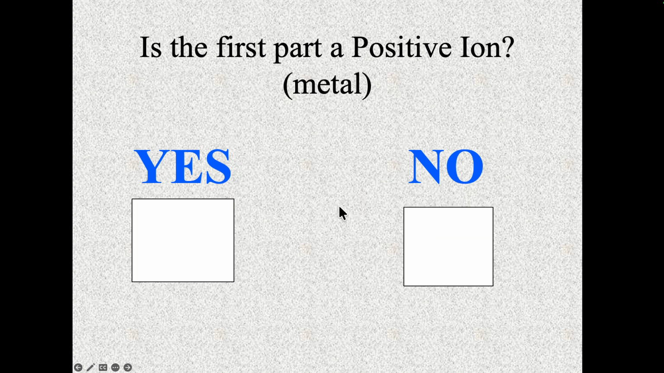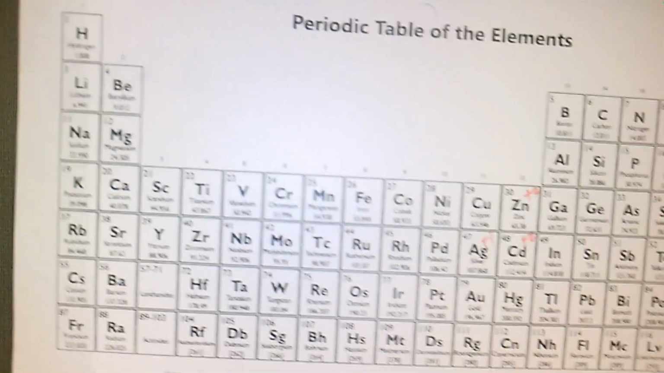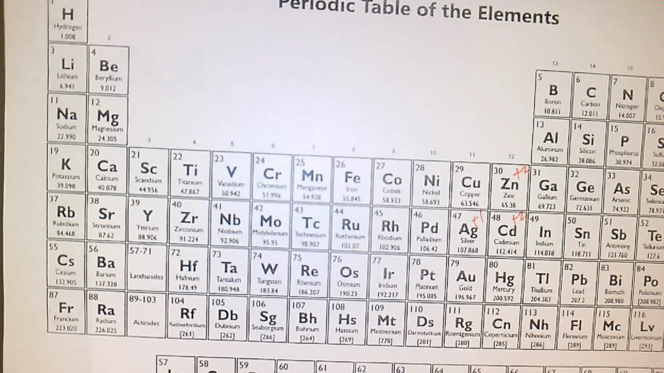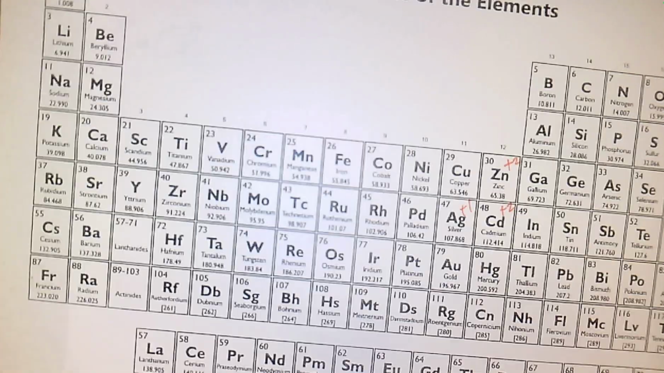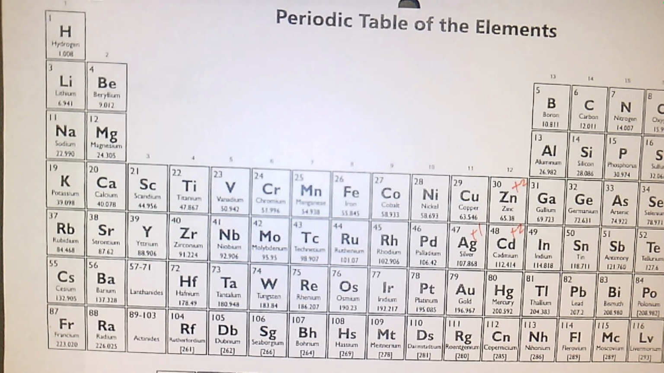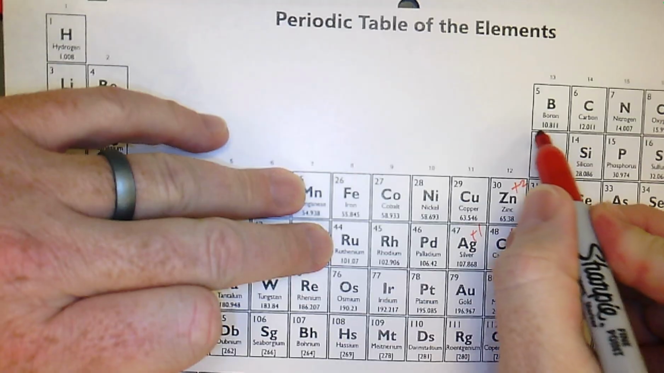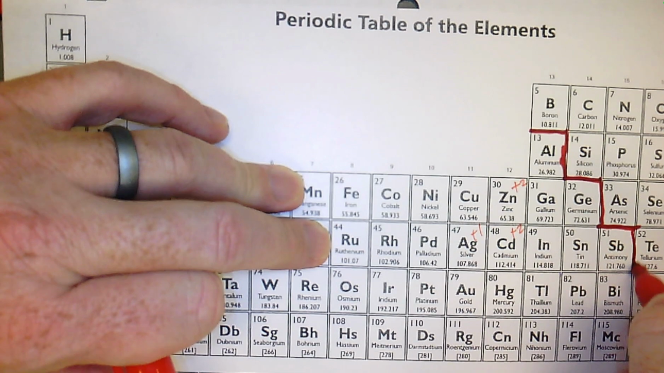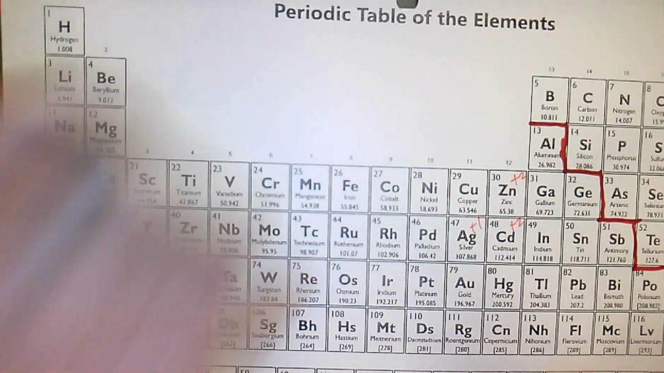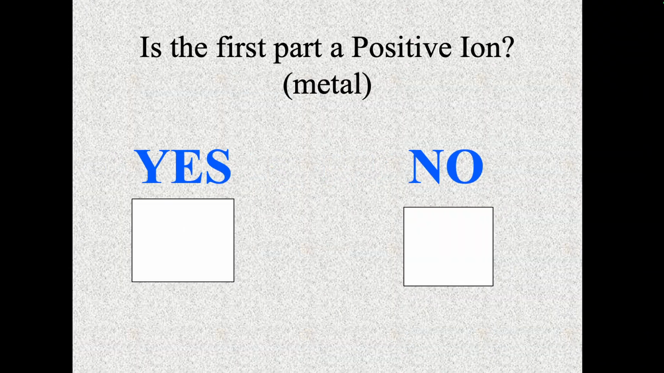Now we go to, is the first part a metal? All right, so Ca. Where is Ca on our periodic table? Group 2, right? It's in the second column, right? Okay, so is that a metal? Remember, the metals go basically to the staircase. Ones touching the staircase mostly are our metalloids. So everything left of the staircase is a metal. So is it a metal? Our answer would be yes.